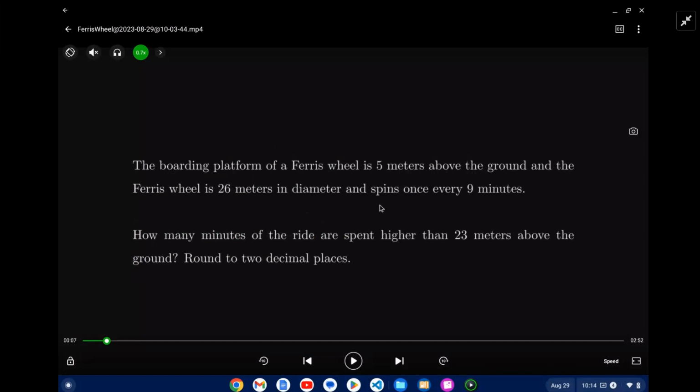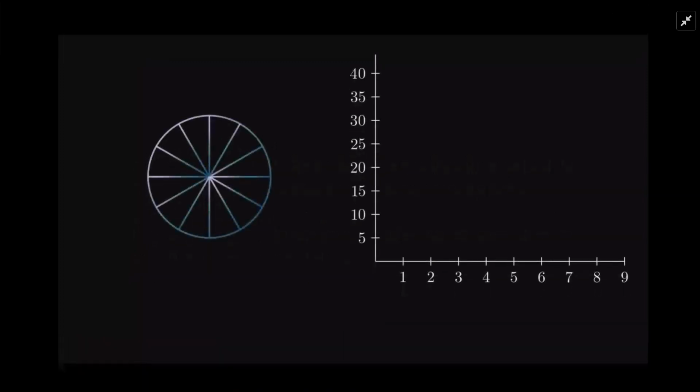So our particular Ferris wheel is 5 meters above the ground, diameter is 26, and it does a full rotation every 9 minutes. So we want to know how many minutes are spent above 23 meters. All right. Probably know I like illustrations. Here's our Ferris wheel. We're going to be interested in the maximum, the midline, and the minimum.